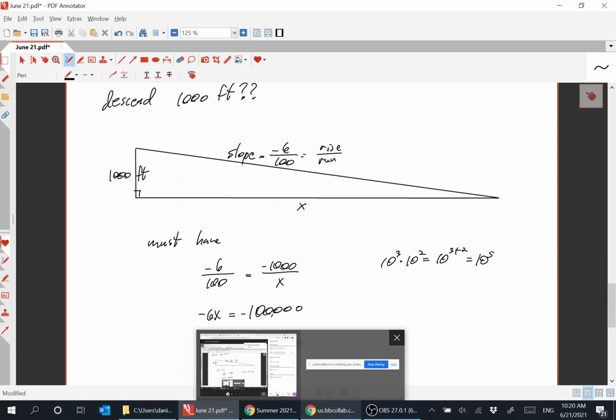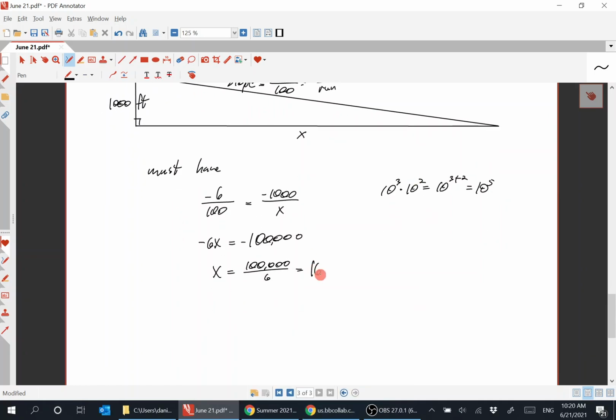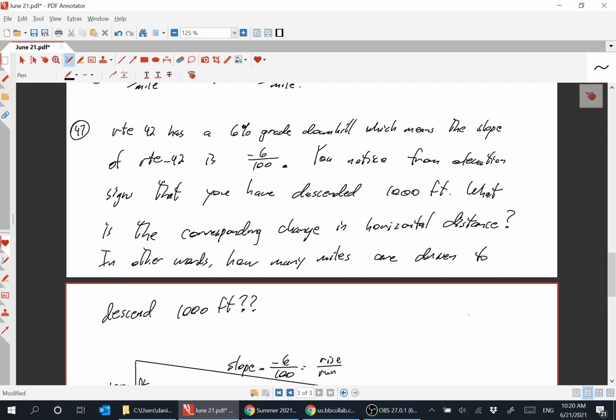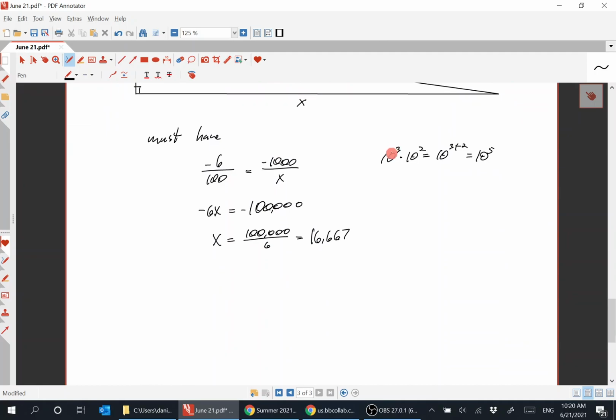So 16,667, rounding off to the nearest mile. Not mile, sorry. Is it feet per mile? What are the units? The highway grade, which means that it's all in feet. 16,000 feet. Everything is in feet. So 16,667 feet.